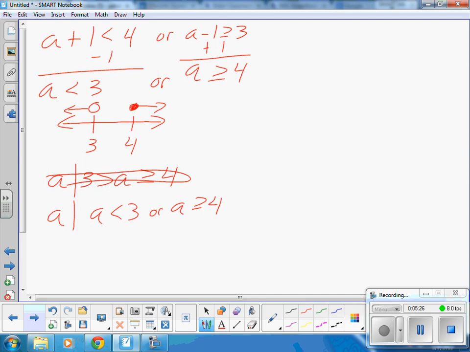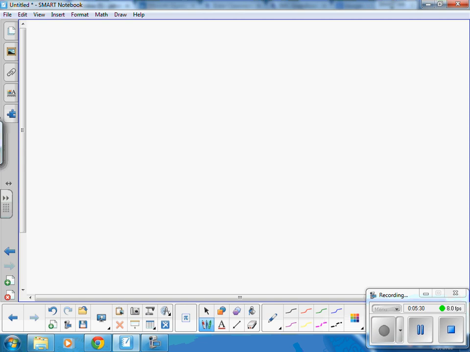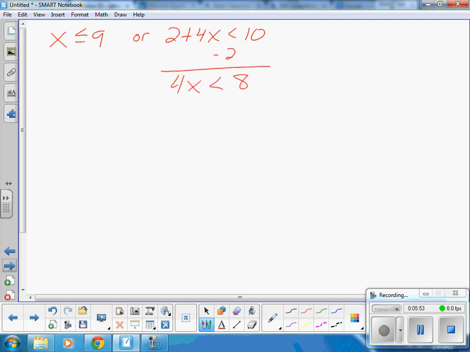The next problem you're going to do on your own, and then check to see if you have it right, is x less than or equal to 9, or 2 plus 4x is less than 10. So the first problem, done. Second part, subtract 2 from both sides. So I have 4x is less than 8, divided by 4. x is less than 2.